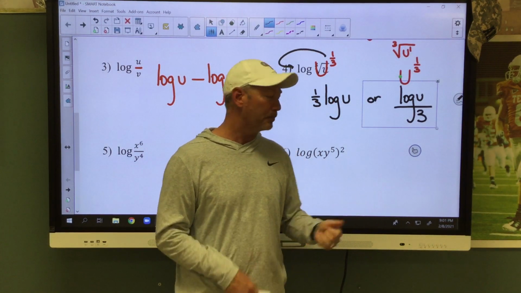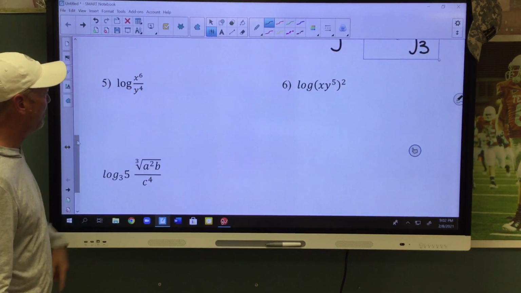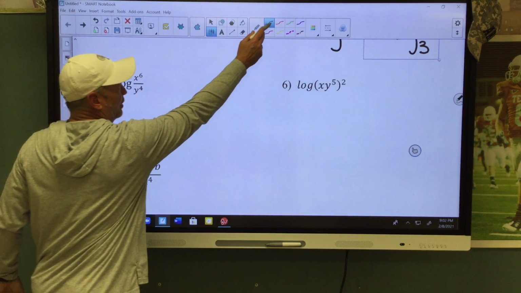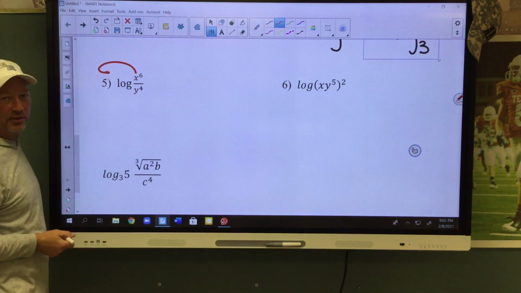Okay, remember that. All right, so we're going to try to put a couple things together. Okay, we have an exponent. We have an exponent, so we're going to have to push that 6 in front.